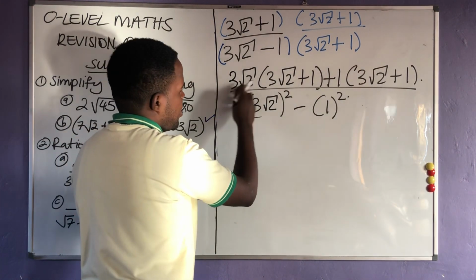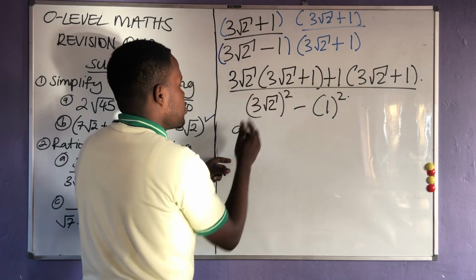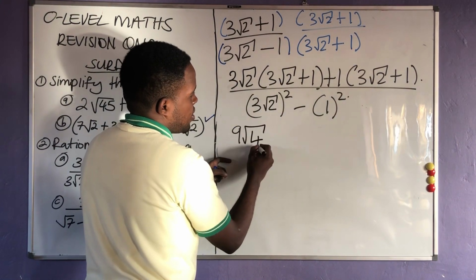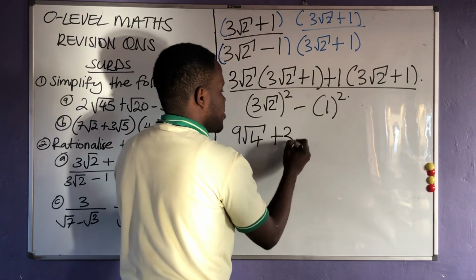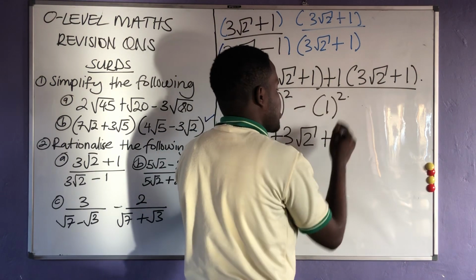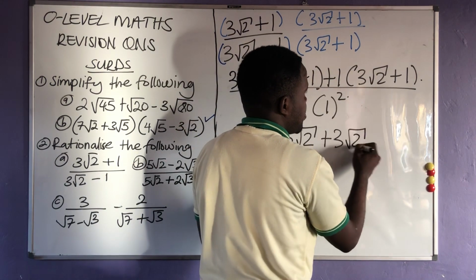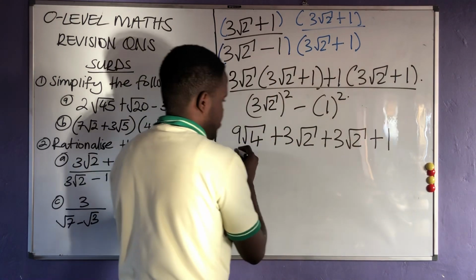The 3 and the 3 multiply to give us a beautiful 9. The root 2 and the root 2, they multiply to give us a root 4. Then plus this times 1, it is 3 root 2. Then plus 1 times that, it is a 3 root 2. 1 times 1 is going to give us a 1.